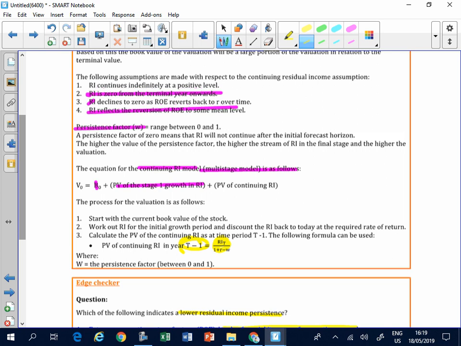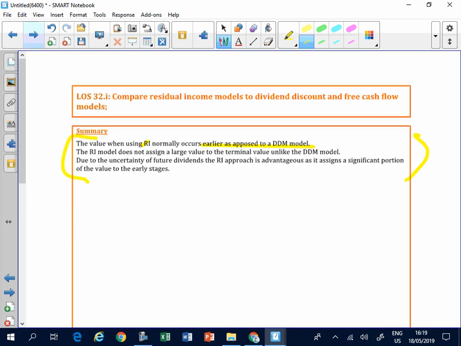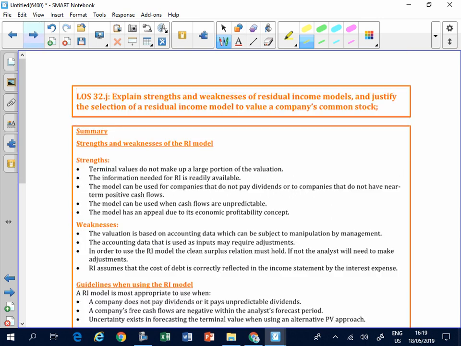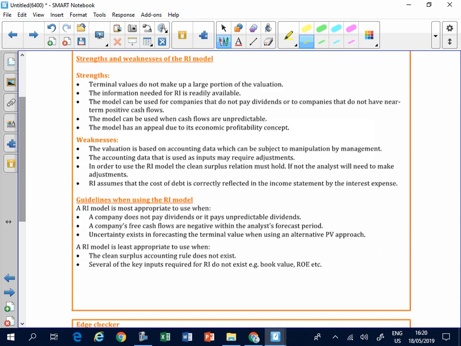Okay, that's fine. I want to go through an example. Okay, the strengths and the weaknesses. Guys, the terminal value doesn't make up a lot. Information is readily available. You guys can go through this. I think we've drilled into the thing. The main thing about this valuation technique is that most of the value is in B0, and if the clean surplus approach is correct, then it's quite nice if you can just use a persistence factor.